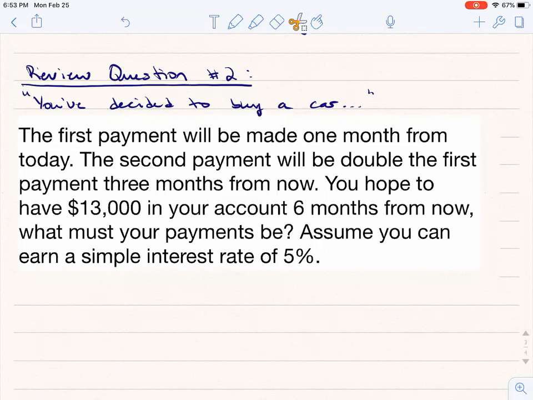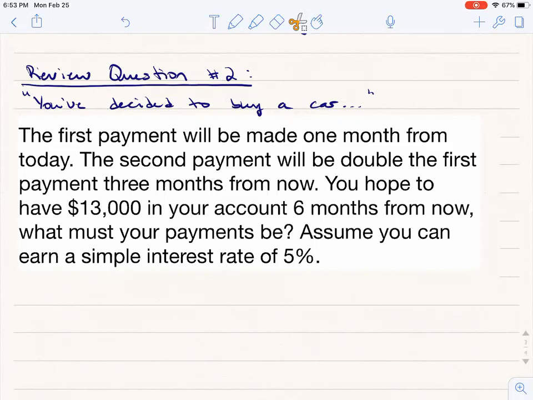So you've decided to buy a car. The first payment that you're going to make to the bank, you're trying to save for a car, is going to be made 1 month from today. The second payment is going to be double the first payment, right? So whatever you paid in the first payment, you're going to double it. We don't know what those amounts are, but we can still work with that. And that payment you're going to make 3 months from now. And then you hope to have $13,000 in your account 6 months from now.